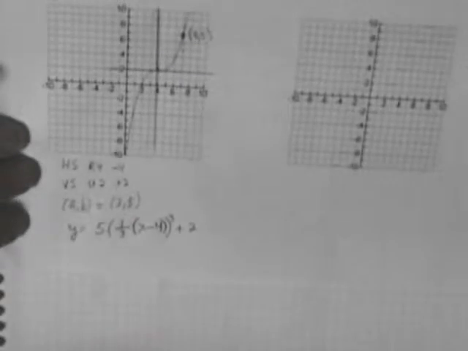So what we're going to do is put that into our graphing calculator and make sure that it matches our graph. 5 parentheses 1/3 parentheses x minus 4 double parentheses to the 3rd power and then plus 2. So when we graph that, we'll see that it looks like it is right.